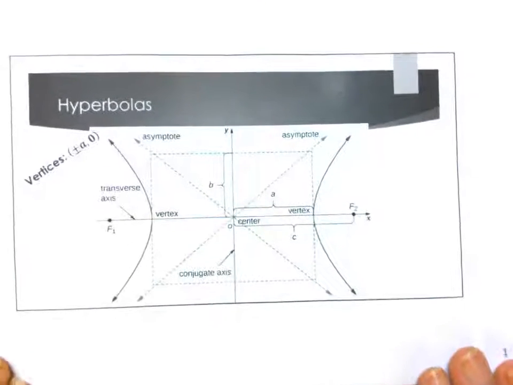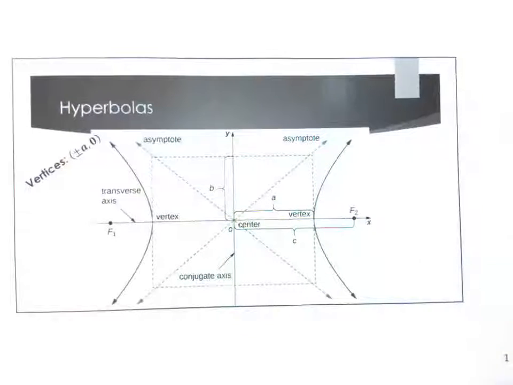Well, we've made it. We've made it to hyperbolas. So hyperbolas, remember, are the conic section that look kind of like two parabolas that are facing opposite directions, but they look like this.